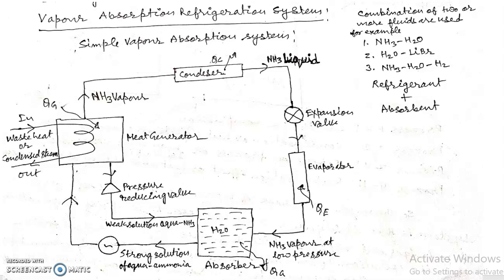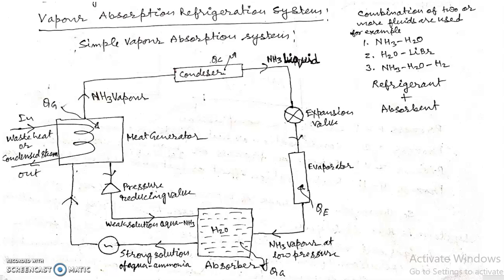In vapor absorption system, the compressor is replaced by a combination of a few different elements: an absorber, a small pump, a heat generator and a pressure reducing valve. The other three parts remain the same, that is condenser, expansion valve and evaporator.